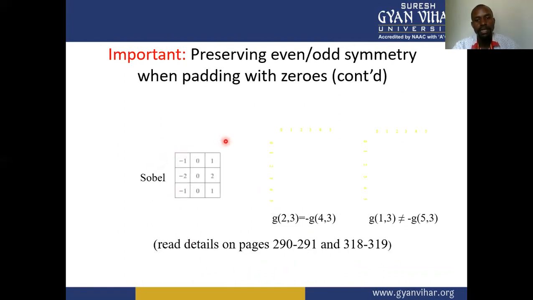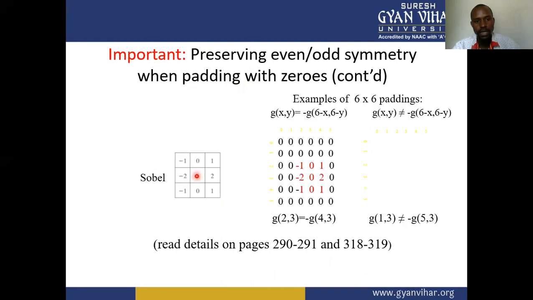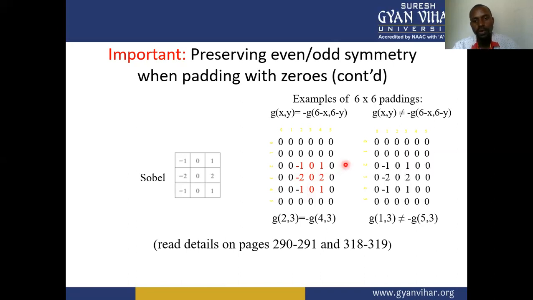The same case applies: whenever we are doing padding, this is our result. An example of padding here is when the input image in the spatial domain is given by a negative of (6 minus x, 6 minus y). We are able to obtain the center pixels as shown here. When we perform the same and the sizes are not equal, this is what we get.